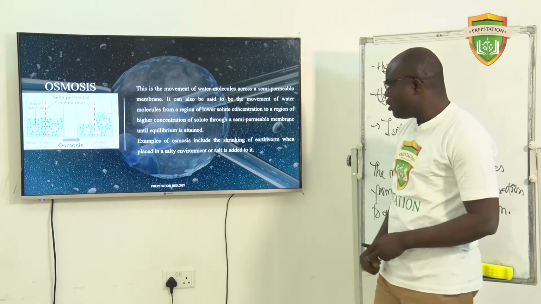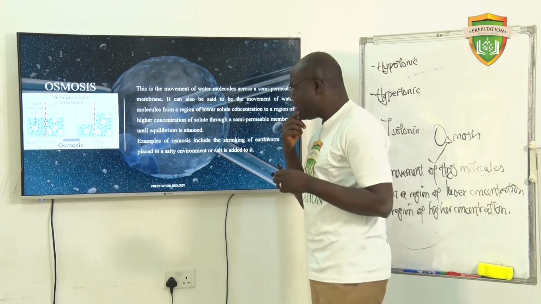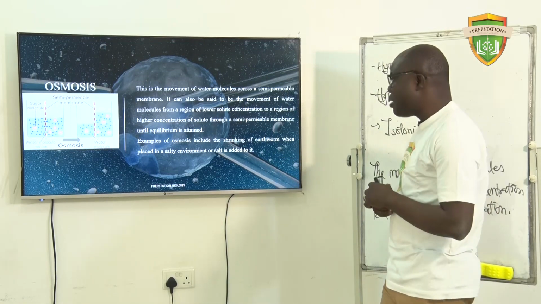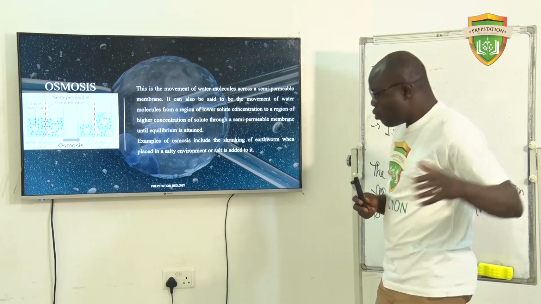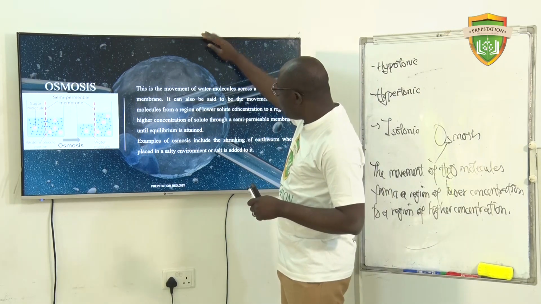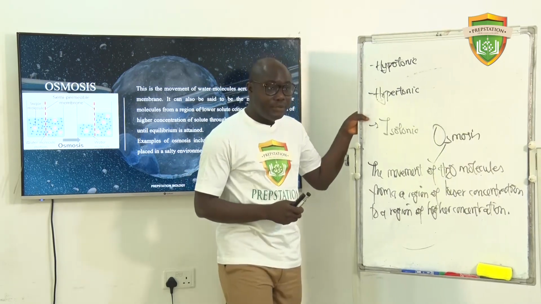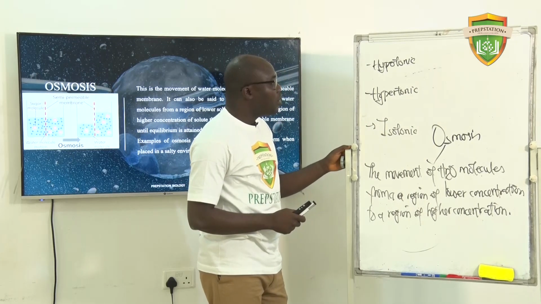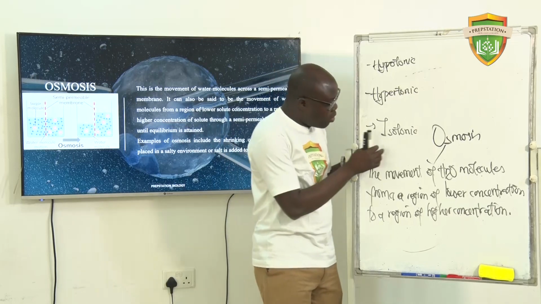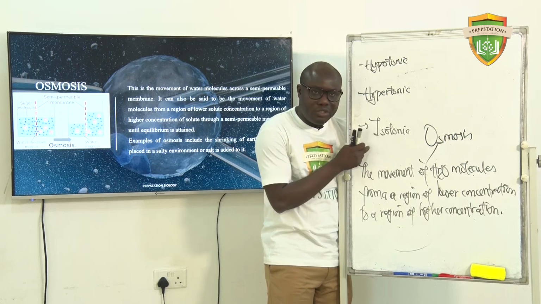So let me quickly explain osmosis. I remember I touched on it the other time. It is the movement of water molecules across a semi-permeable membrane. Now, what is a semi-permeable membrane? This is a board, right? And this board cannot serve as semi-permeable. Why? Because of the structure of the board. Are you getting my point?